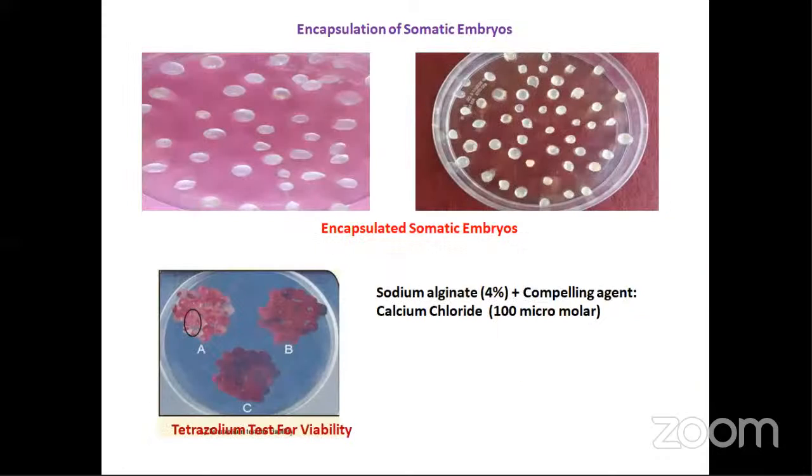The singulated somatic embryos are encapsulated by using 4% sodium alginate and 100 micromolar calcium chloride as a complexing agent. After production of synthetic seeds, the synthetic seeds were tested for their viability by using a tetrazolium test.